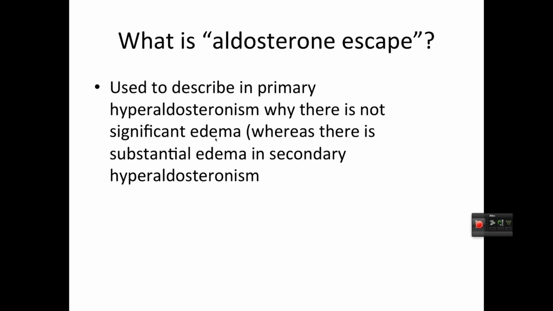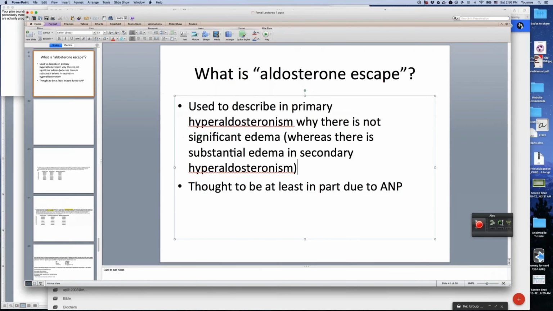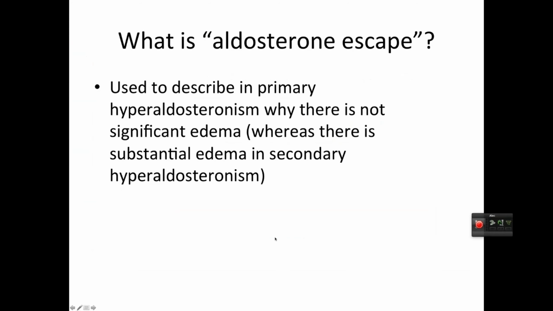Okay, so the reason why we're going to talk about aldosterone escape is because of why it even matters. In the case of primary hyperaldosteronism, do you get a lot of edema? No, you don't. And it's weird, right? Because you'll present with hypertension. So you're presenting with signs of high intravascular volume, but it's not like you're absorbing so much sodium that you're expanding your extracellular fluid and getting edema. It's odd, right? Your aldosterone is high. Why wouldn't you have edema?